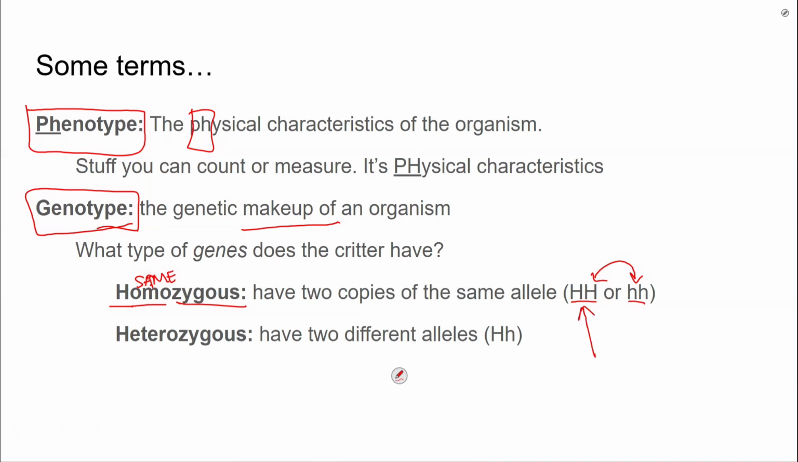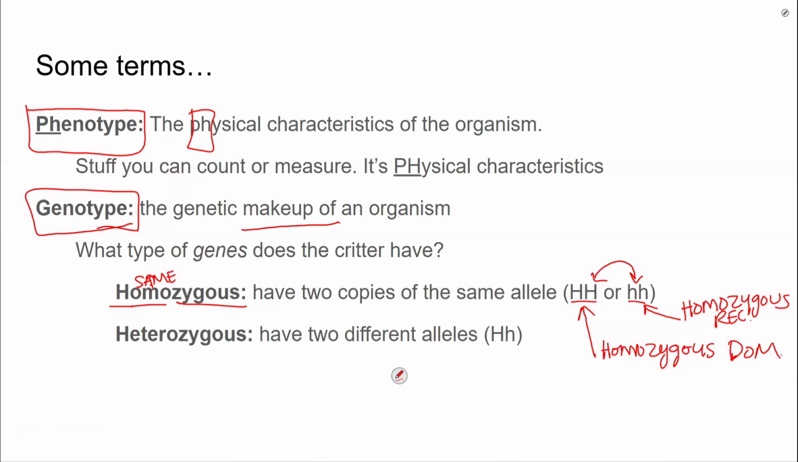So we can have homozygous dominant, or we can have homozygous recessive.